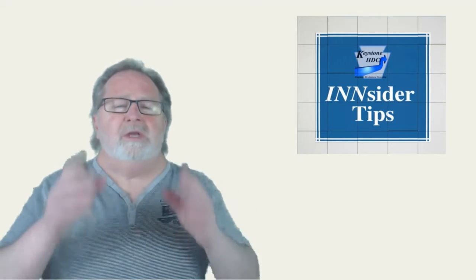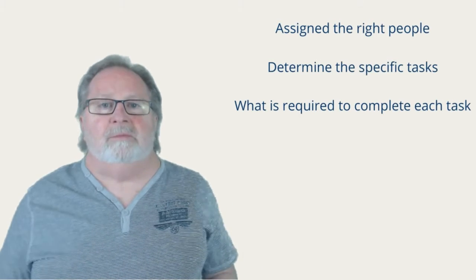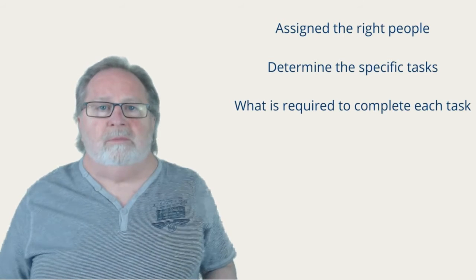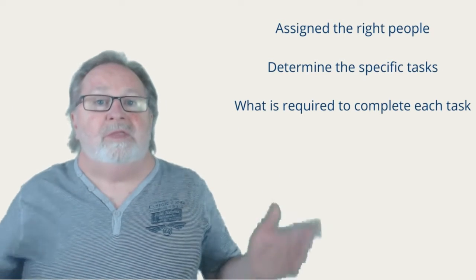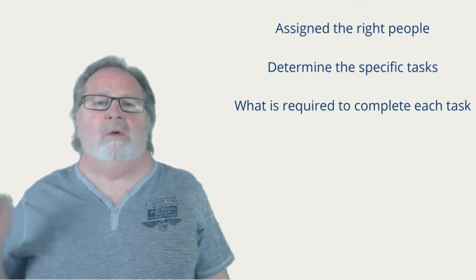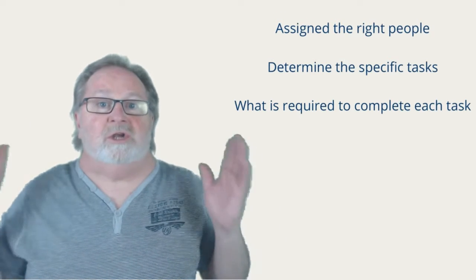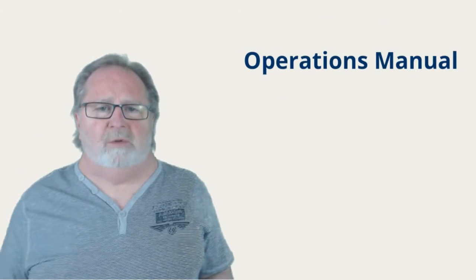If you're up to speed, you've assigned the right people for each job to operate your property, determined the specific tasks for each job, and what is required to complete each task. This was to be done in an easy-to-follow, step-by-step checklist form. When all the checklists are completed and compiled, you have a working operations manual.